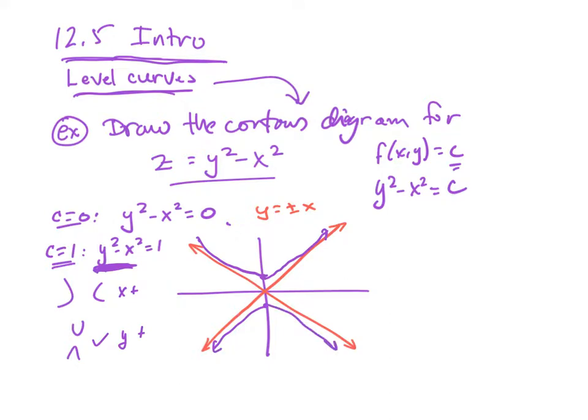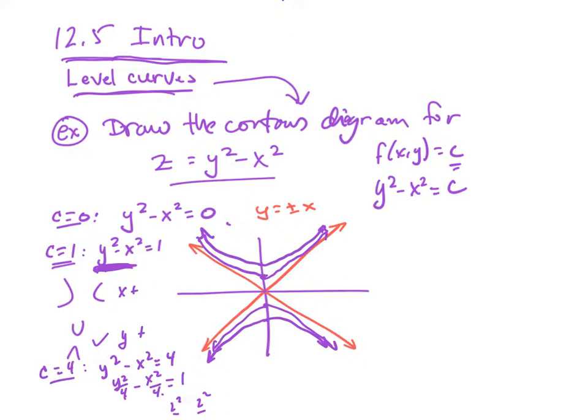Now if I do c is equal to 4, y squared minus x squared is equal to 4. The general form of a hyperbola is, I'm sorry, y squared over 4 minus x squared over 4 is equal to 1. You always set it equal to 1. If we have these two bottom values, 2 squared, this 2 would be the value that you'd go from the 0, 0 point. So if I go out 2, that's the value I'm going to have. This is going to be my next level curve here. And so on and so on.